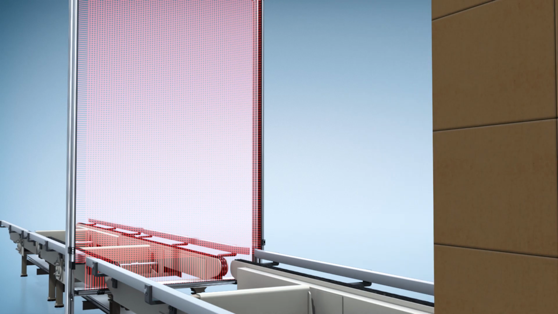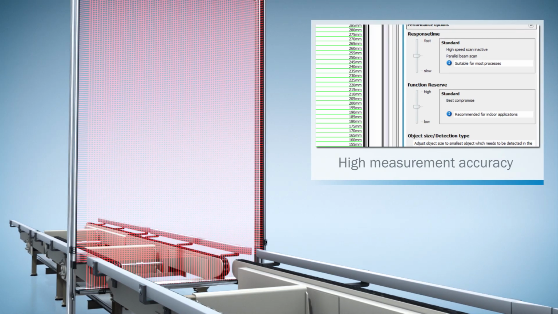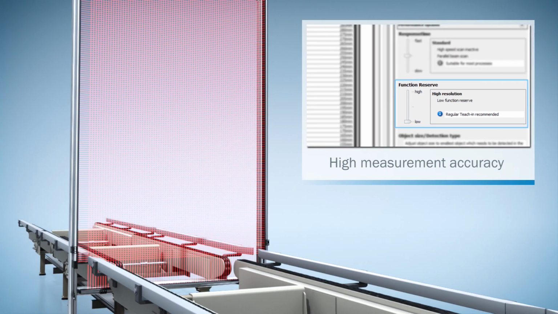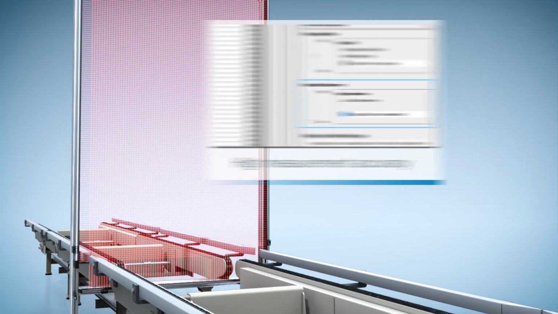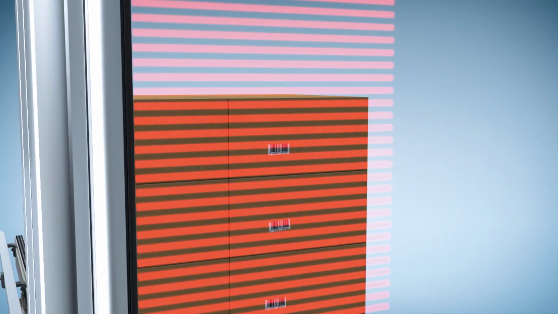The high measurement accuracy function can be used to significantly increase the resolution without compromising on the beam separation for an even more accurate measurement result.